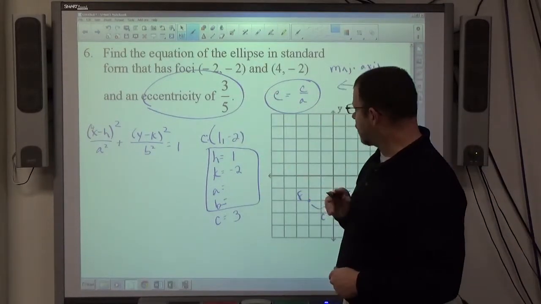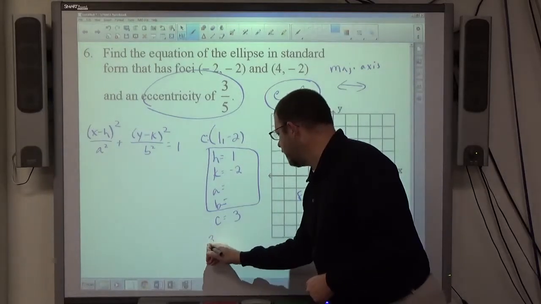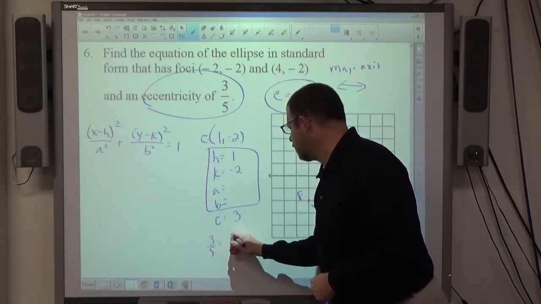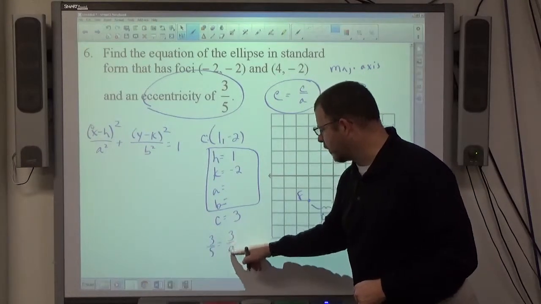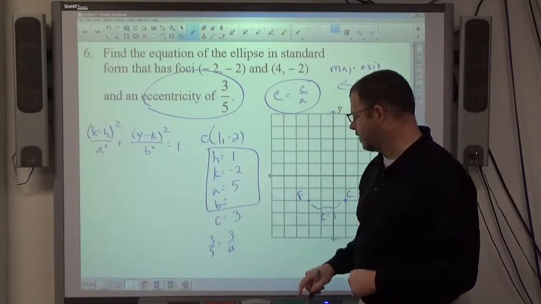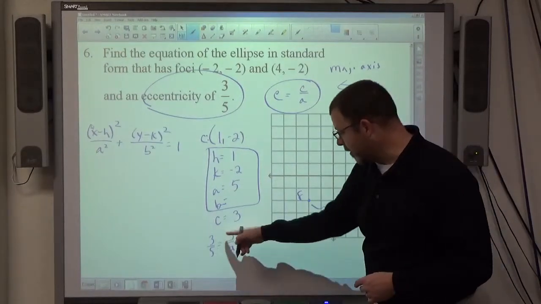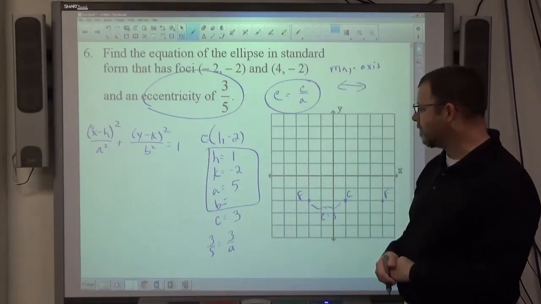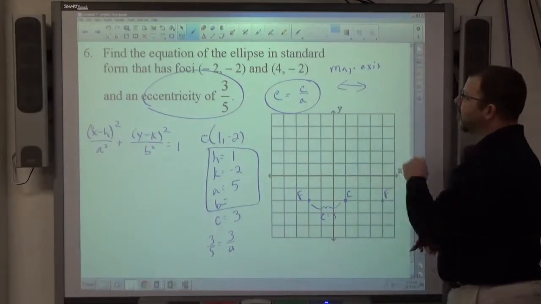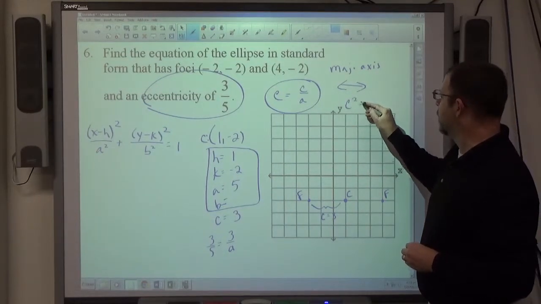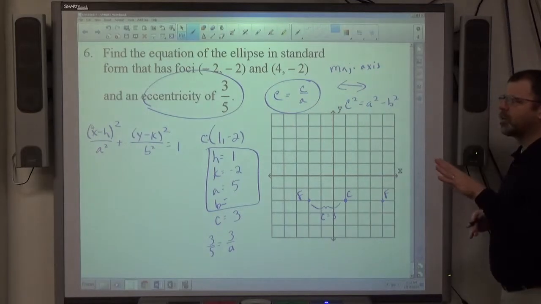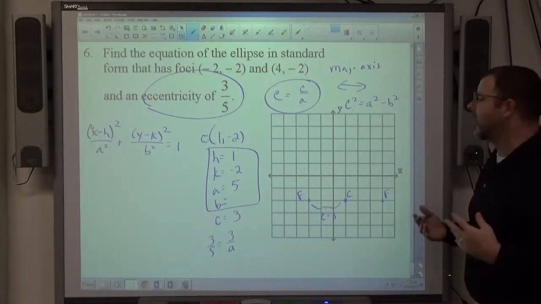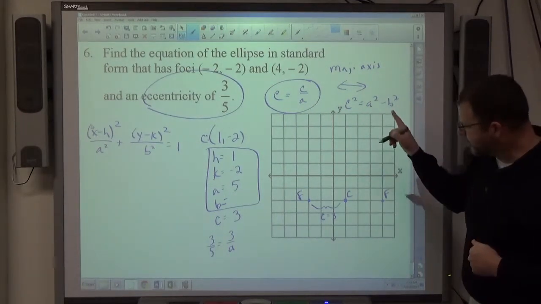The eccentricity is 3/5. So 3/5 eccentricity equals c over a. So if 3 over 5 equals 3 over a, then a must equal 5. You can cross multiply if you feel like it, but with fractions, tops are equal, bottoms have to be equal. And again, a major axis horizontal tells me that c squared is equal to a squared minus b squared. So whenever you're doing these ellipse equations, knowing the major axis is helpful. It gives you some information.